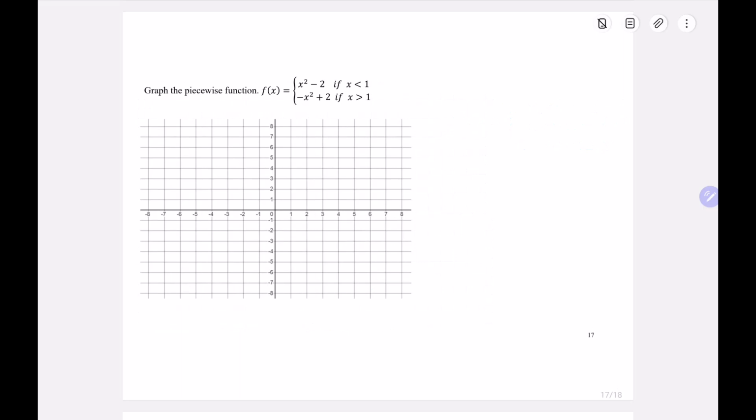So now we want to graph a piecewise function. We're given this piecewise function, and for the top, we can see that our domain would be x is less than 1. So we want anything from -infinity up to 1. But then for the second one, we want x is greater than 1. So you want anything from 1 to +infinity.